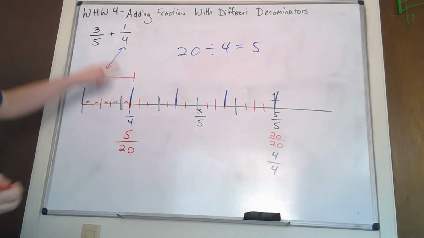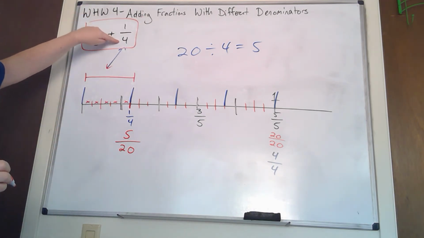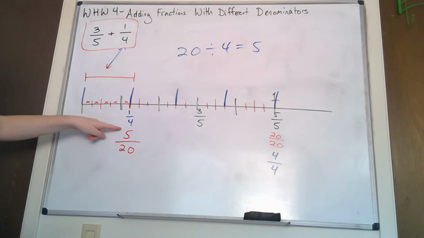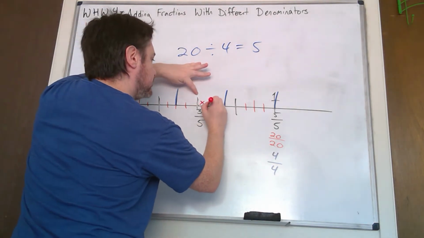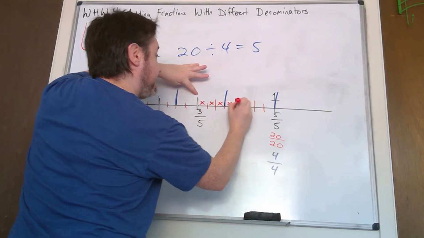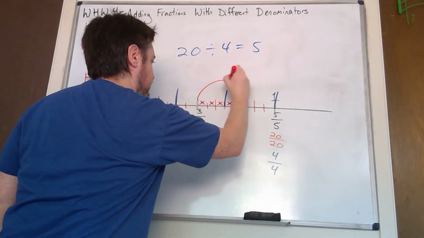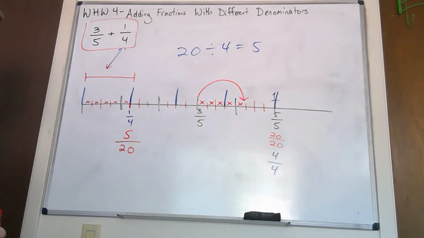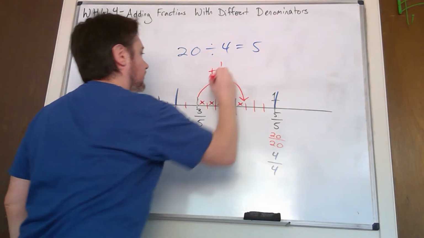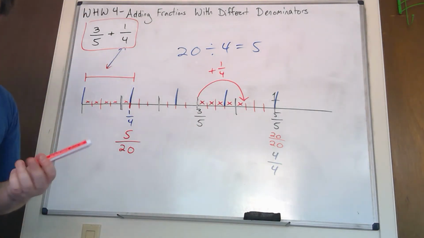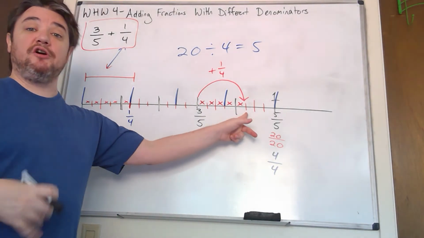Okay. So now back to the original problem. If I want to do 3/5 plus 1/4, I know that 1/4 is 5 of these little marks. So let's start at 3/5 and then go 1, 2, 3, 4, 5. Right? So I showed the X's there visually. I can do a jump if I want to as well. So that jump is the plus 1/4.